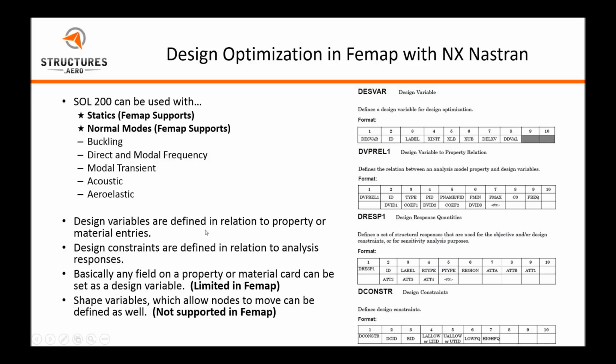The design variables are defined in relation to property or material entries, and your design constraints are defined in relation to analysis responses. So basically any field on a property or material card can be set as a design variable, although this is limited in Femap. Shape variables, which allow nodes to move, can also be defined, but this is not supported in Femap. And so here are just some, if you want to look into this further in the quick reference guide or in the optimization solution manual, some of the Nastran cards that we'll be using in Solution 200.